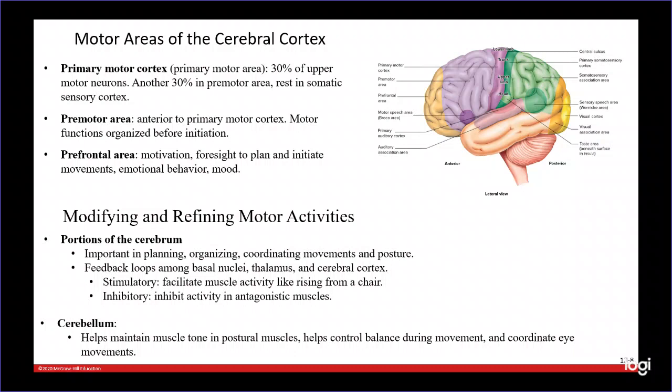We will down the road talk about the limbic system, which they call your lizard brain. You'll hear me talk about that again. But keep in mind that there are signals that are sent that are stimulatory. So it stimulates your muscles to do something like rising from a chair, or honestly, even sitting down. And inhibitory, they're the ones that inhibit the activity in the antagonistic muscle.